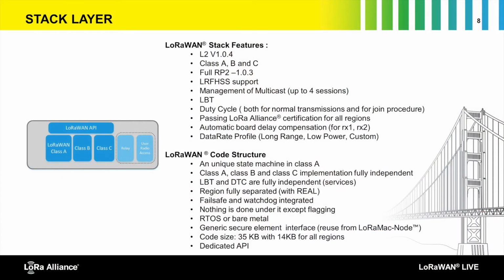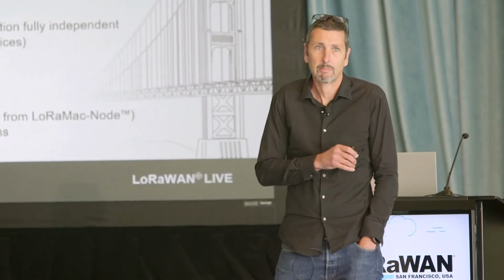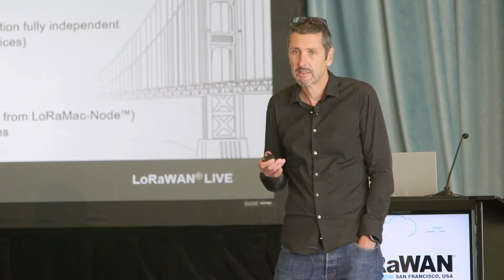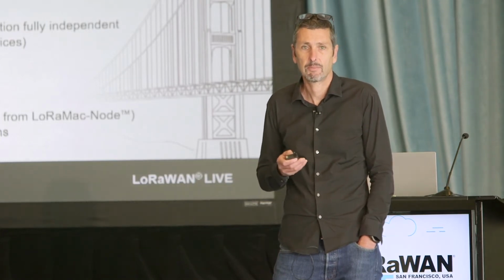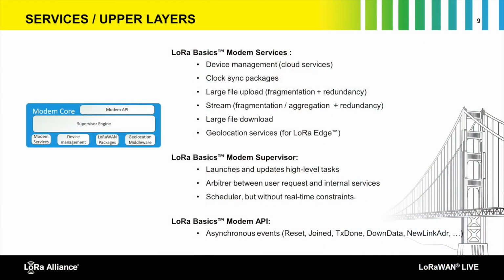Code size is more or less the same as the LoRa MAC node. I can't say it's better, I can't say it's smaller. It's more or less the same, but as you see, there are plenty of other services on top of this. And for the RAM size, it's really better if you have plenty of regions dedicated.